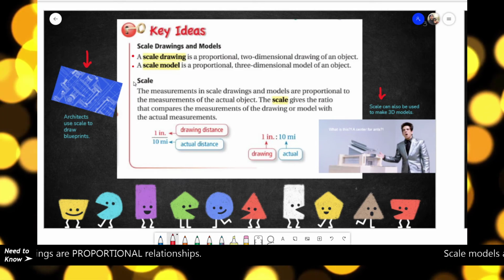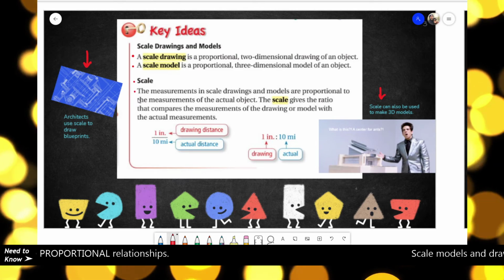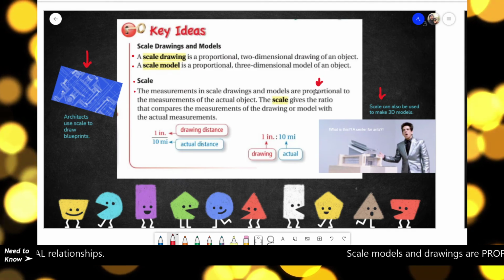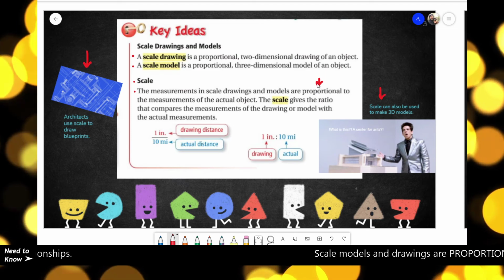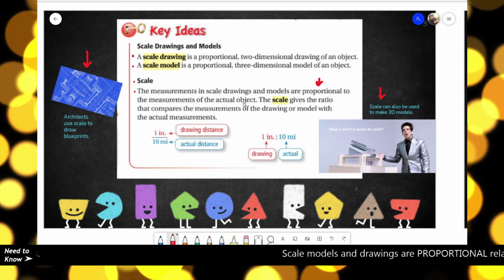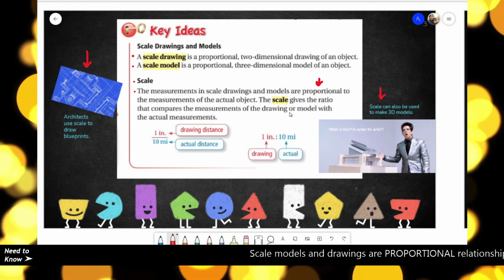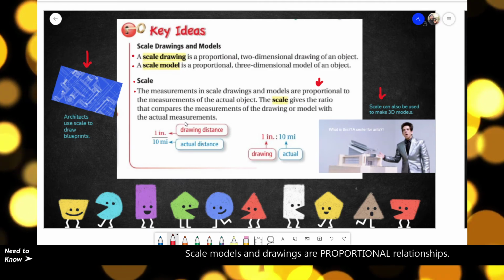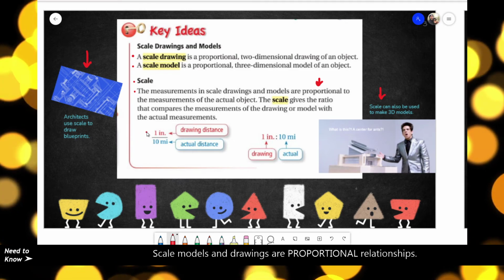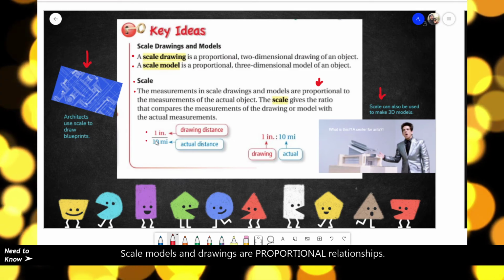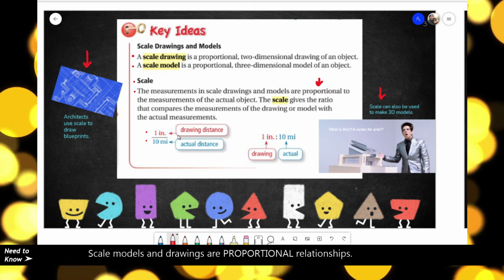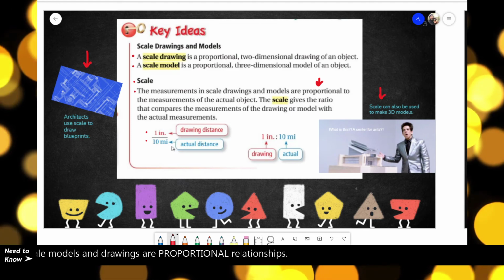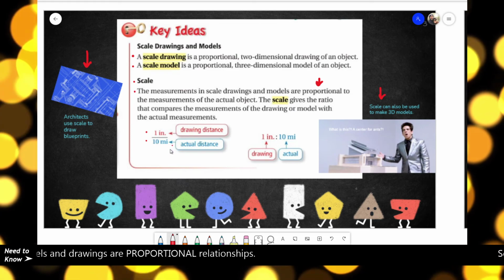So when we talk about scale, the measurements in scale drawings and models are proportional. That's the key understanding here, that this is a proportional relationship to the measurements of the actual object. The scale gives a ratio that compares the measurements of the drawing or model with the actual measurements. So if our scale was 1 inch to 10 miles, the drawing distance would be 1 inch. So you would draw 1 inch on the paper. But in reality, that would be 10 miles in the real world.